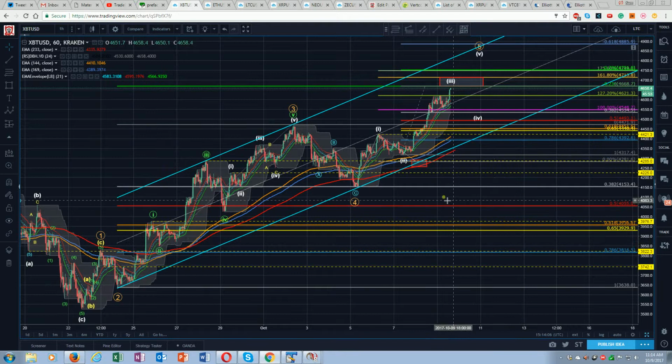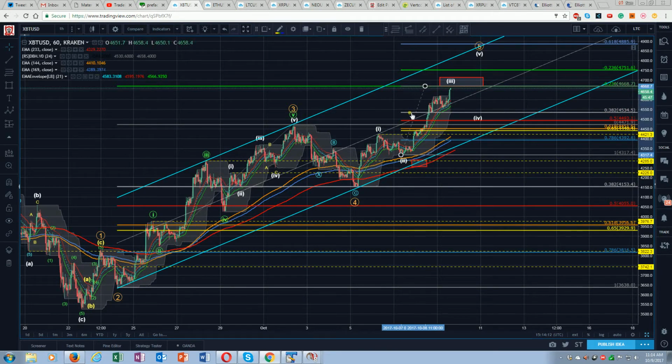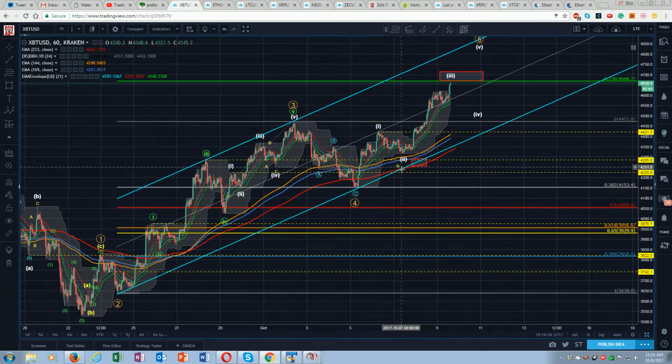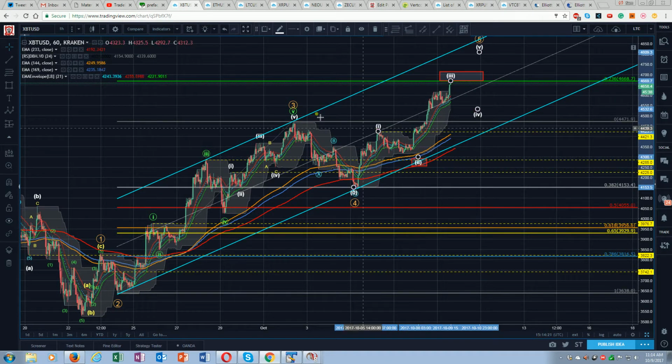So let's do a quick bit of review. I'm going to pull this off to declutter the chart just so we can look at this. Now here, this is what happened over the weekend. So I had a little box down here. This is where I was trying to buy it. I did not get filled.